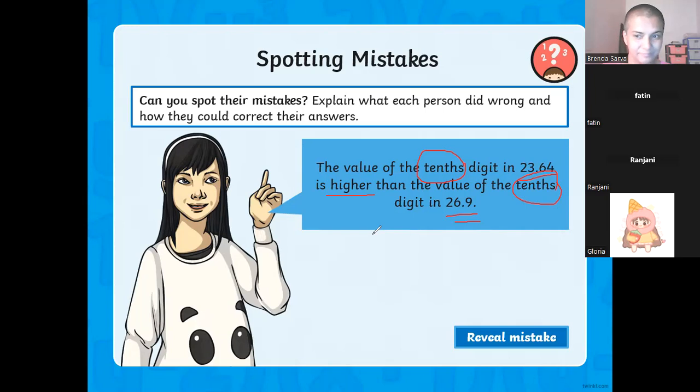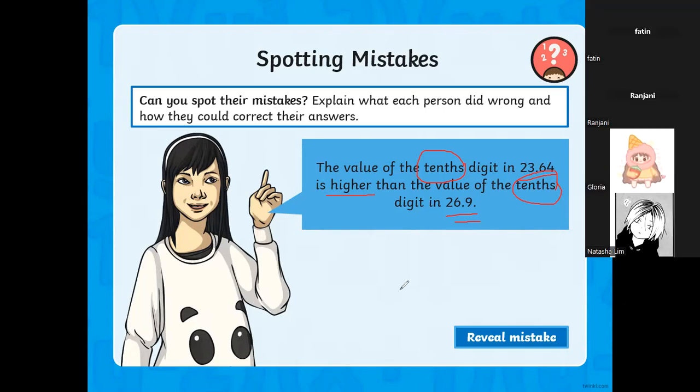Fatin? Hey, where is our friend Natasha? Natasha, are you there? Kan ada. Natasha, correct or wrong? The value of the tens. Do you know where this fellow is sitting? Okay, Fatin also says correct. Gloria says wrong.